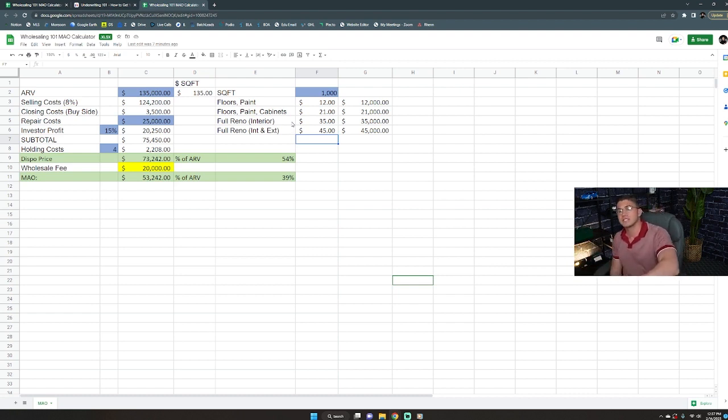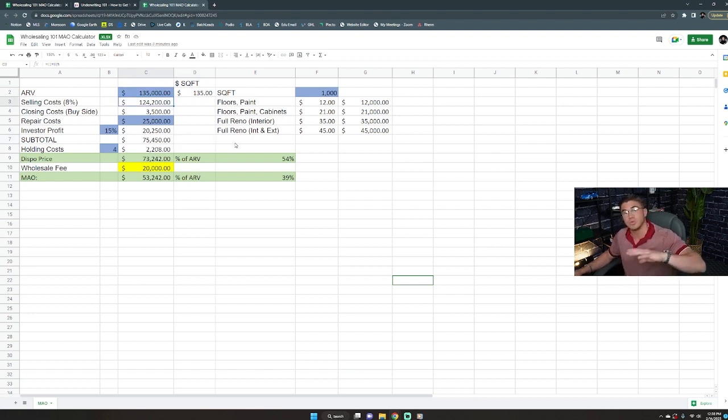On repair costs, I'd rather you budget for a full interior remodel and it'd be $35,000, and then it only ends up being floors, paint, and cabinets, and it's only $21,000. This way, you just have bigger built-in spreads for you to get a bigger assignment fee, and for the person you're selling the property to go make a bunch of money and want to buy more properties from you in the future. So after we back out of the ARV, we're going to back out the selling costs.